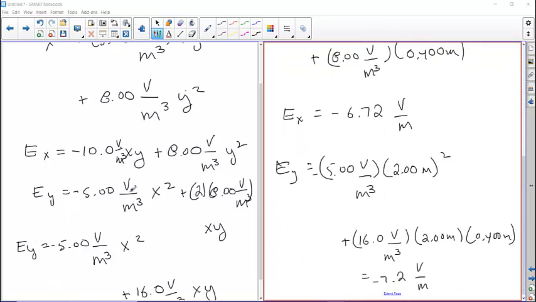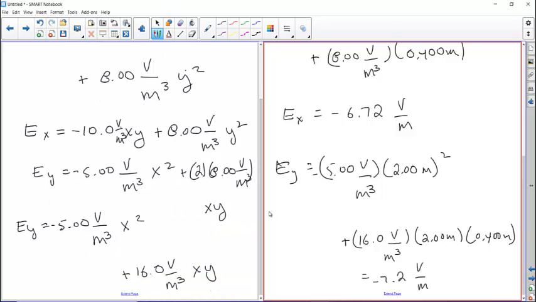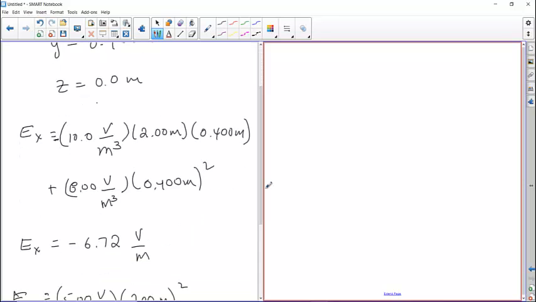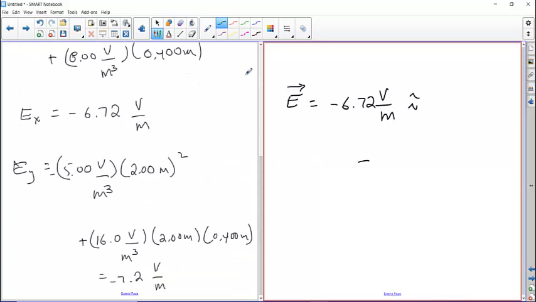For the y component, you've got negative 5x squared plus 16xy. So we've got negative 5 times 2 squared plus 16 times 2 times 0.4, x times y, and you get negative 7.2 volts per meter. So those are the components, and then you could rewrite the electric field vector at that particular point as equal to negative 6.72 volts per meter i minus 7.20 volts per meter j. So that's the vector. You could also write it as negative 6.72 comma negative 7.2.